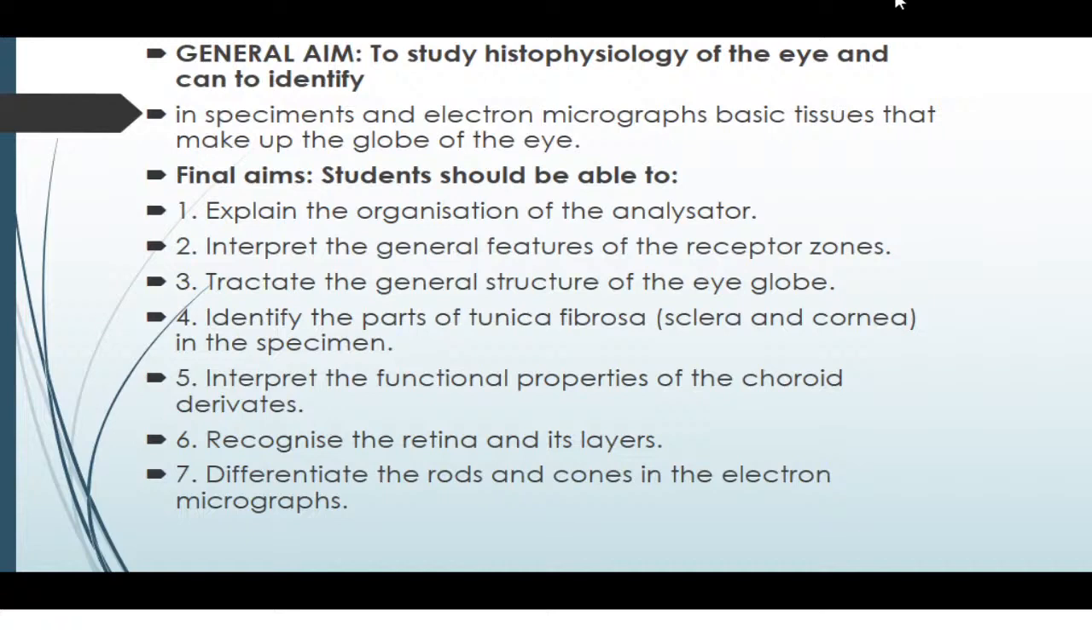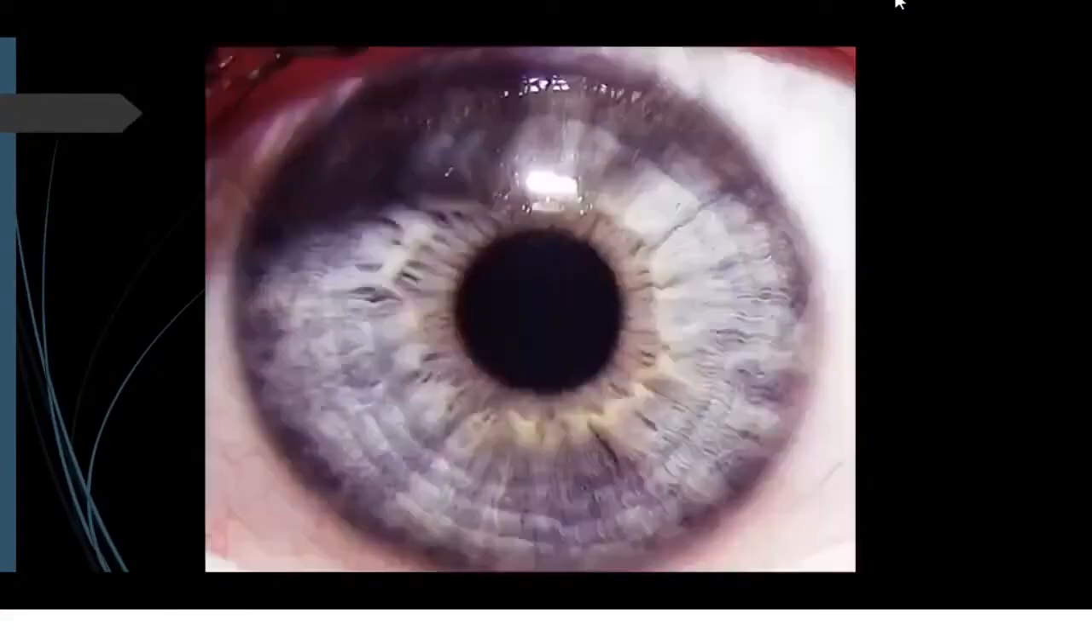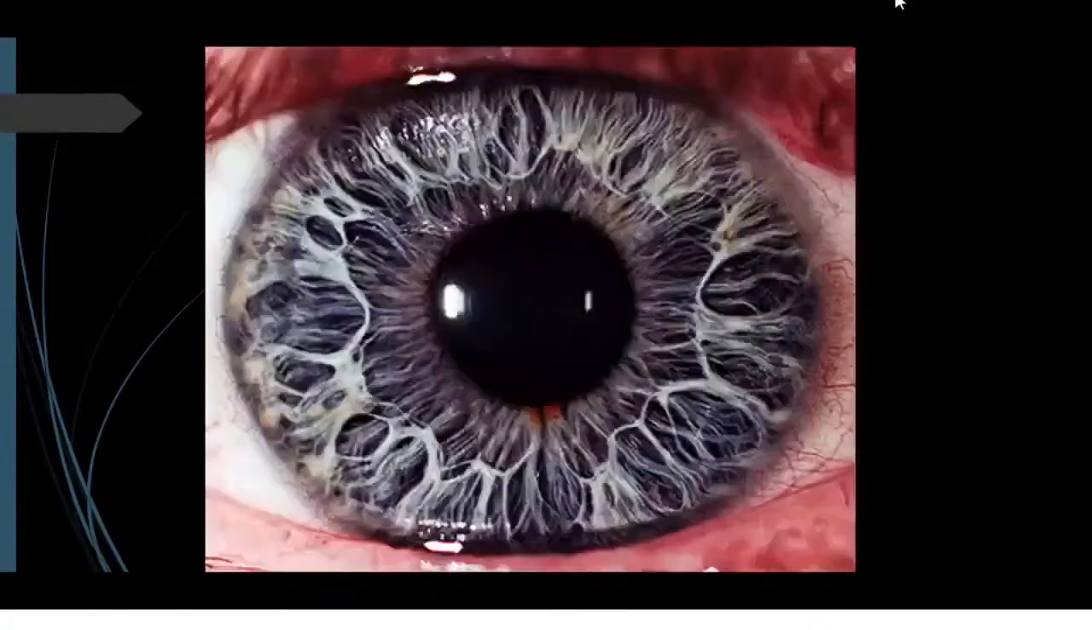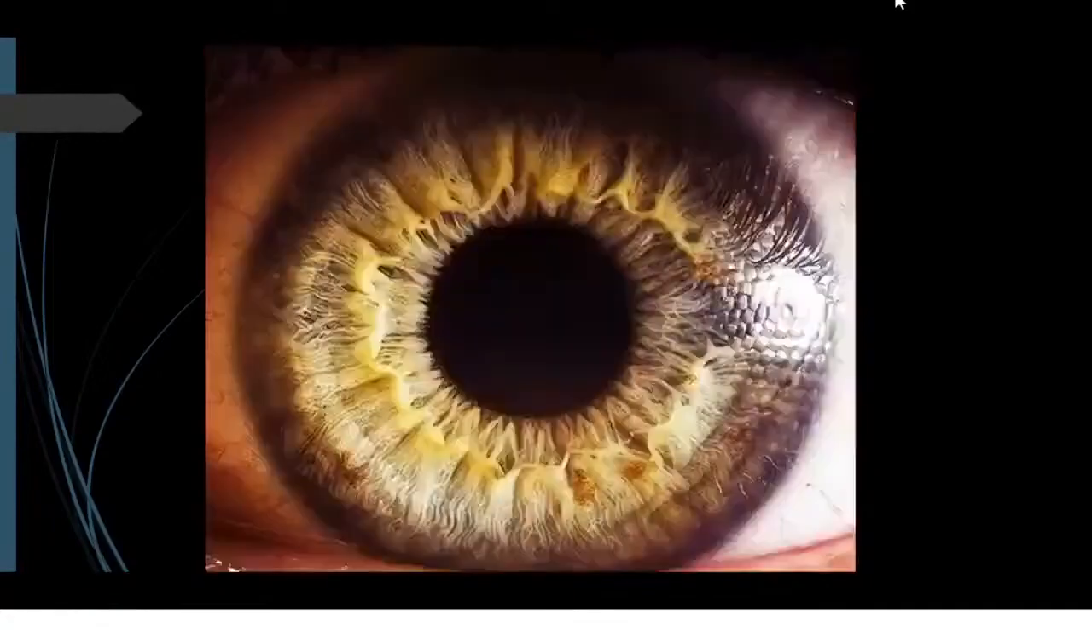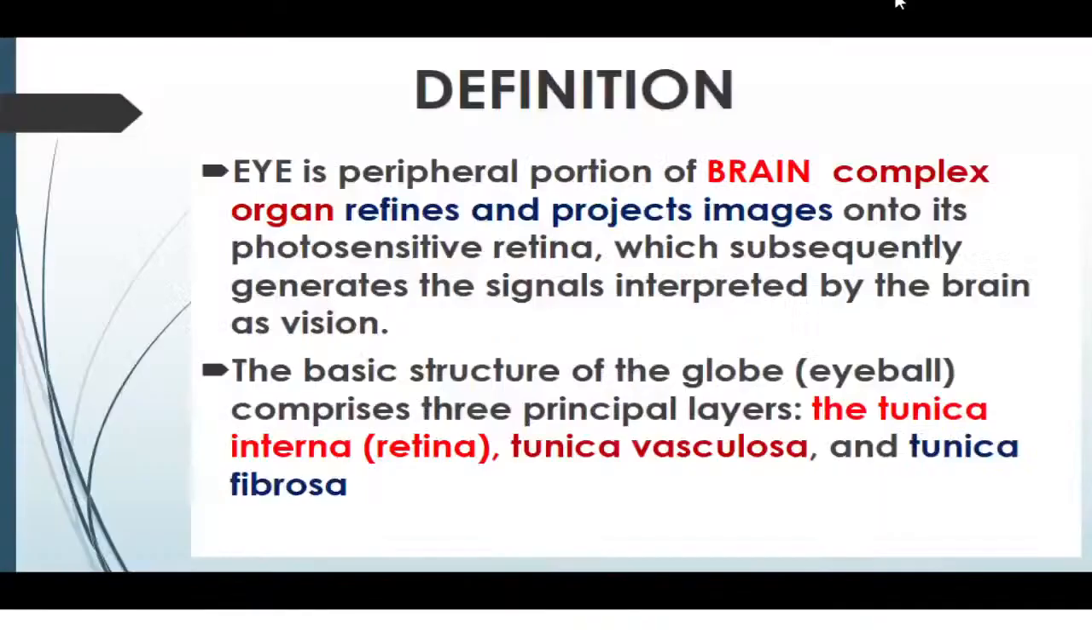That is the general aim of our study: the investigation of the histophysiology of the eye and the histophysiology of hearing, the auditory system. Here are different types of eye, presented in this GIF file. Let's start with the main definitions.